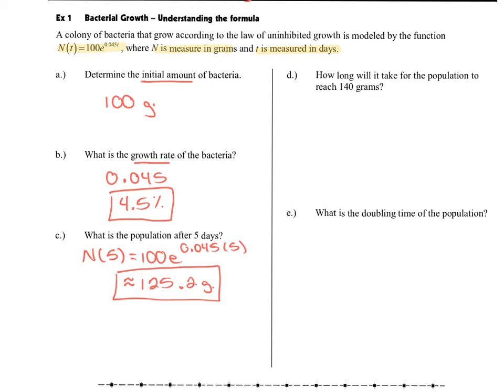So when it asks us how long, that immediately implies that we're looking for time. So as we plug things in, we're expecting that to be our remaining variable. If we're looking for how long it will take the population to reach 140 grams, that means the ending amount is going to be 140. Then it's going to equal 100e^(0.045t). And just as we expected, t was our remaining variable.